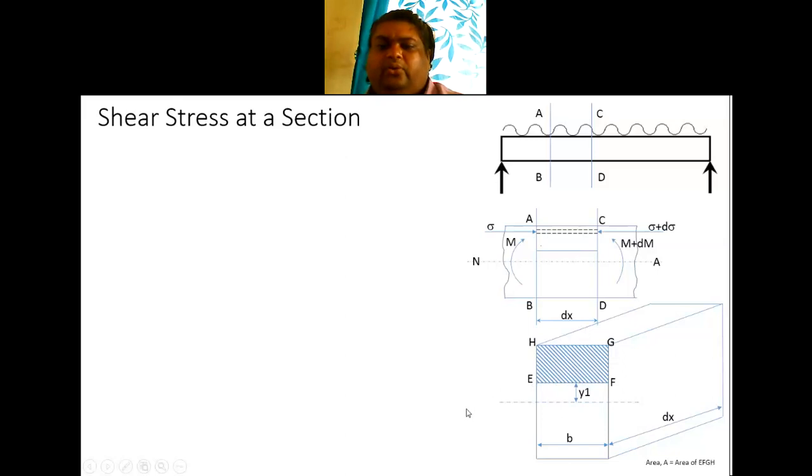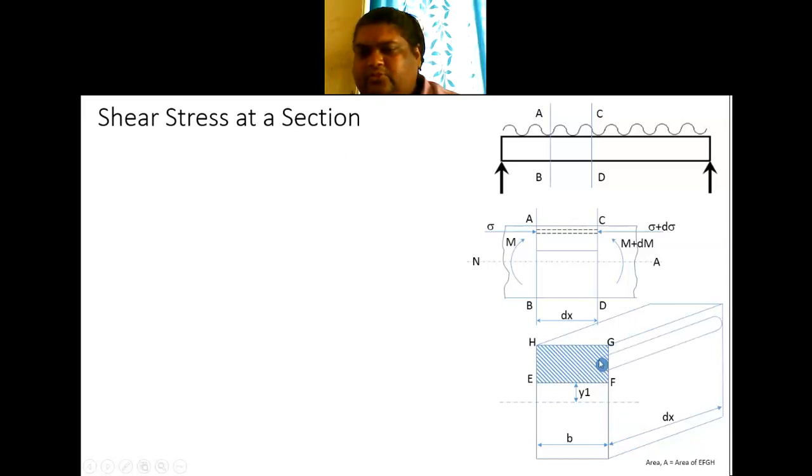For doing this, there are different methods suggested in the book. The one I'm teaching now is very simple, that's why I'm taking this. So what I do is consider a small elemental cylinder in this particular volume EFGH into dx. It is a cuboid in which there are infinite number of small cylinders. Out of that I am considering one small cylinder here.